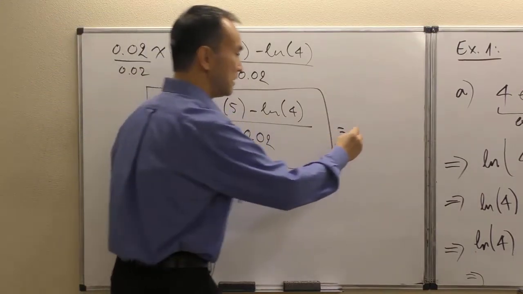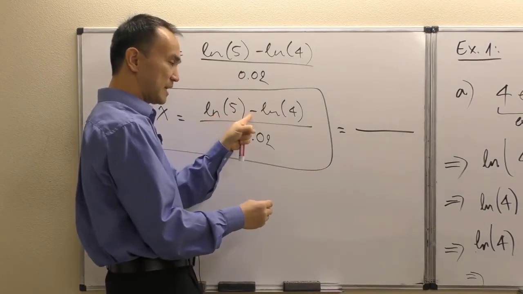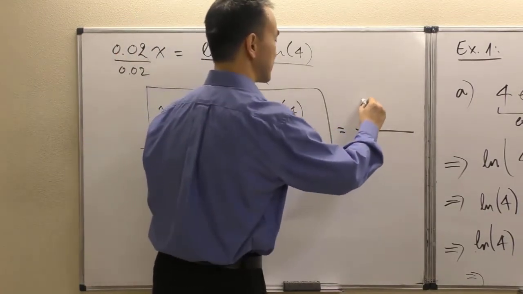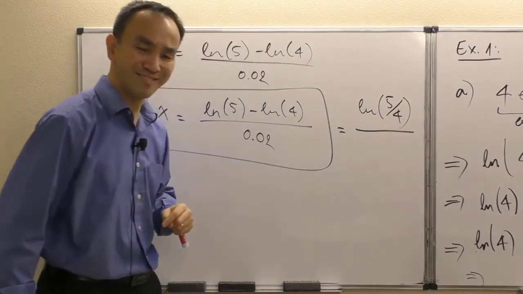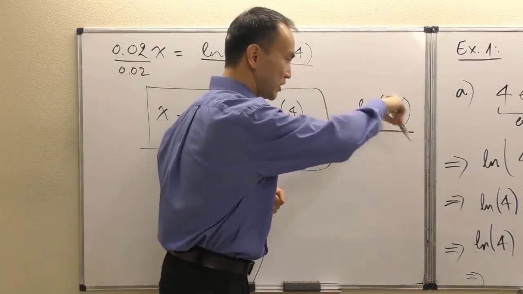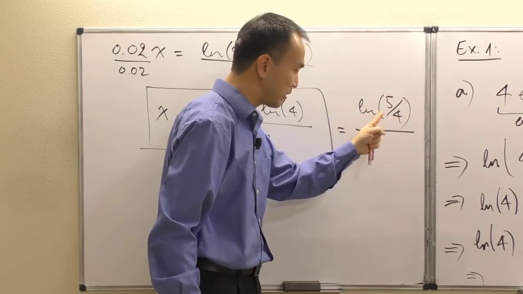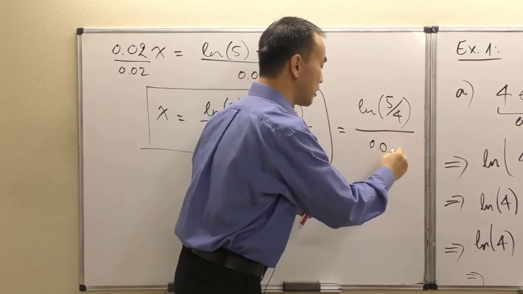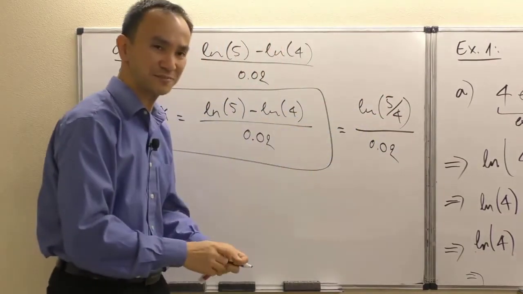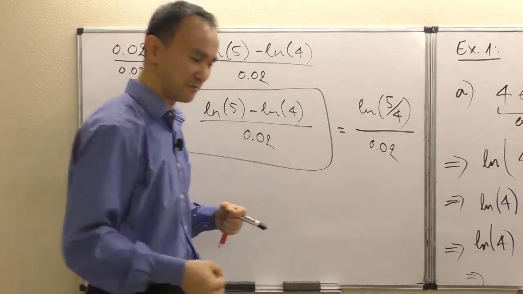This natural log of 5 minus natural log of 4 is the same as natural log of the fraction 5 over 4. Then we're going to divide. Once we have obtained a value from the calculator for this natural log of 5/4, we can divide that by 0.02, and that will give us our answer. So now the calculator will become very handy.